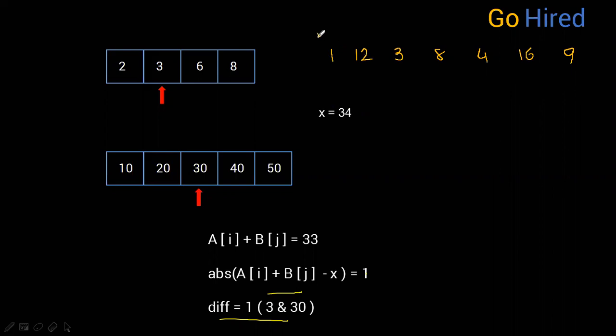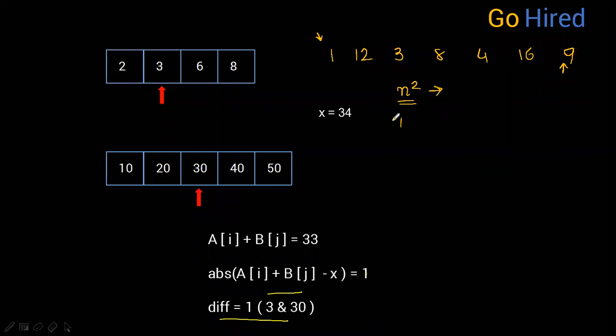I cannot say that I'll start one pointer from first and another pointer from last, because which pointer to increase? There is no rule for that. If they are sorted, then there was a rule. If they are not sorted, then there is no rule. So which pointer to increase? No, I cannot. So what you can do is find all the pairs, and you can do it in order of n square. Correct? Simple one.